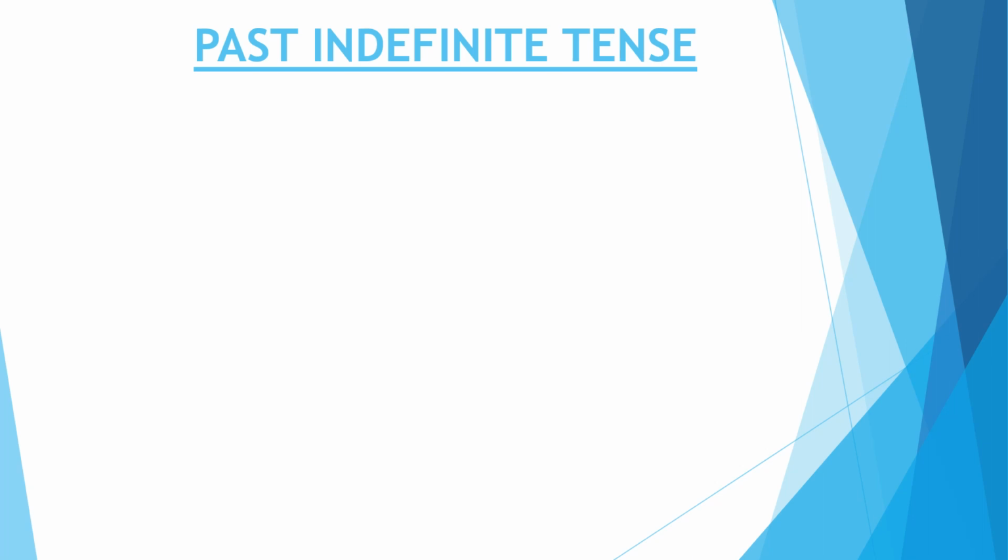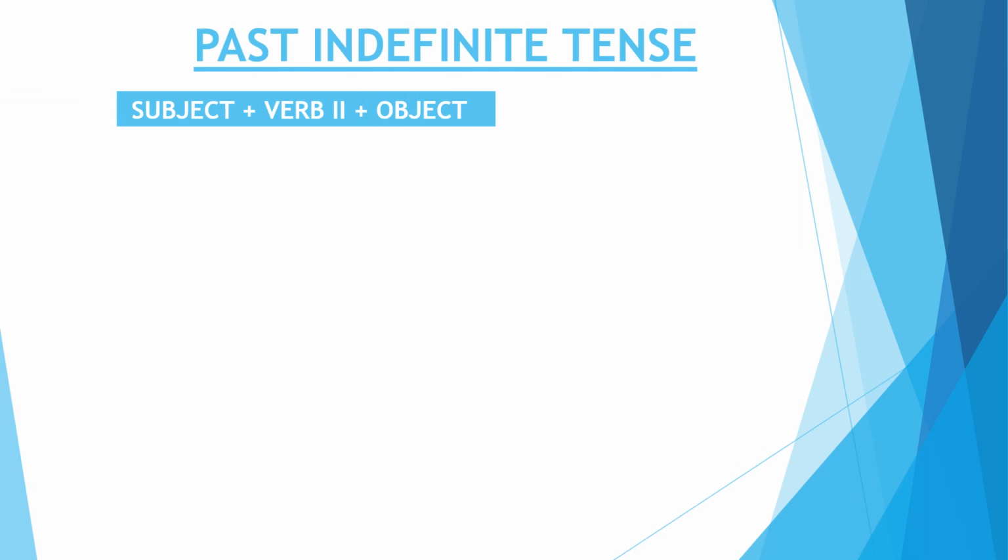So let's talk about now the next tense, that is past tense, and its four aspects. The first one is past indefinite tense. This simple past tense indicates an action that took place before the present moment. This is the present moment, and this is before the present moment, and it has no real connection with the present.